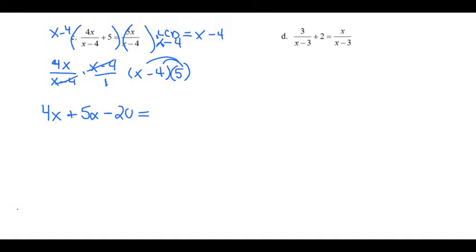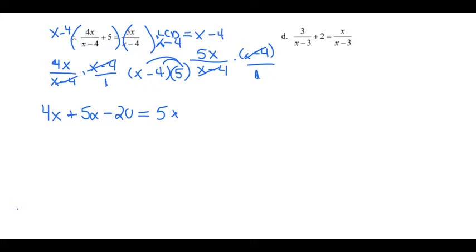And then again, over here, I have 5x over 1 times x minus 4. Oh, sorry, let me fix that. It is 5x over x minus 4. And we're going to times that by x minus 4 over 1. So again, with my numerator and denominator, they cancel out, and I'm left with just 5x.